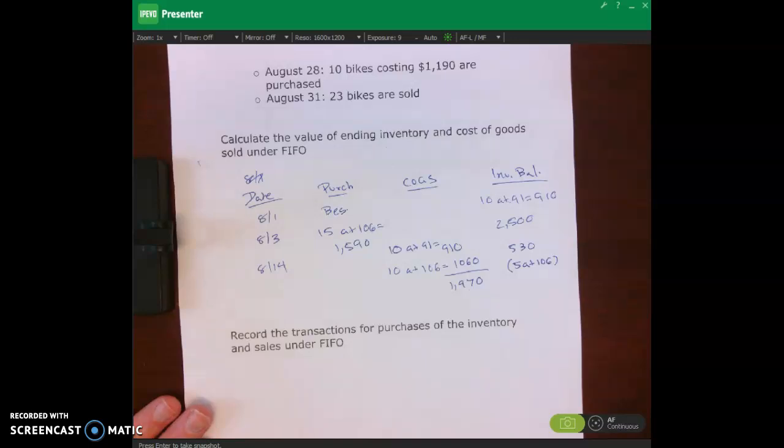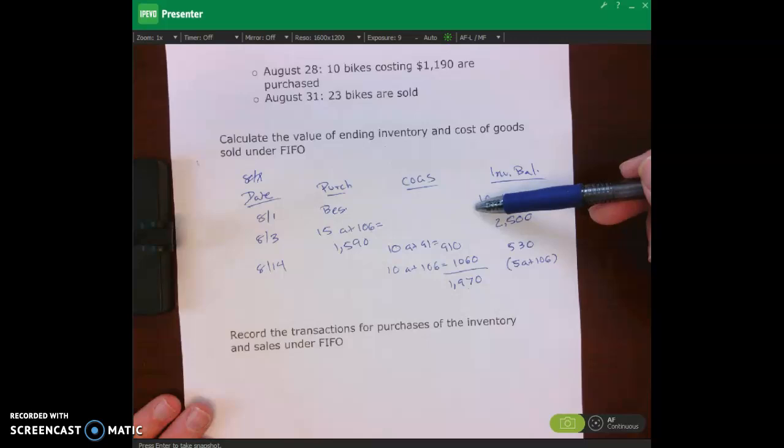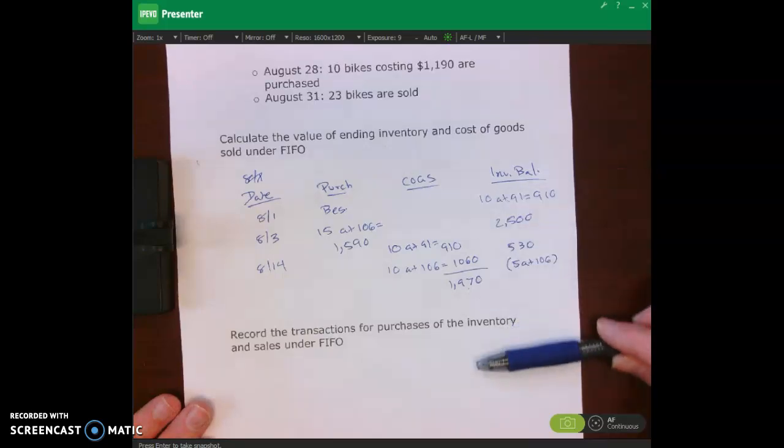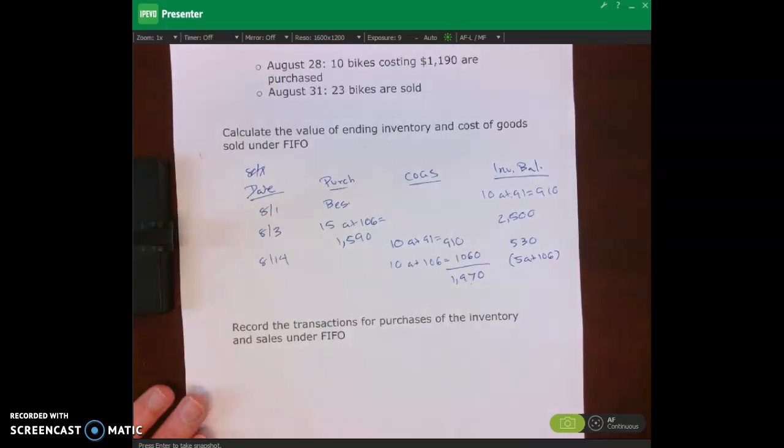Okay? So again, the way first in, first out works is we assume the ones that we sold are the ones that we acquired first. So if you think about it in terms of the table, you start at the top of the table and work your way down. So I'm going to pause this.